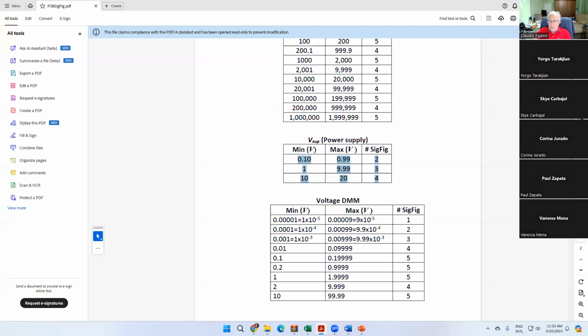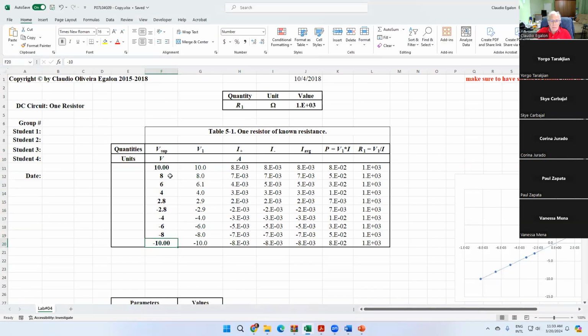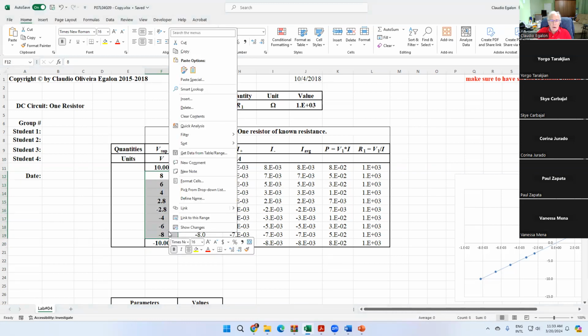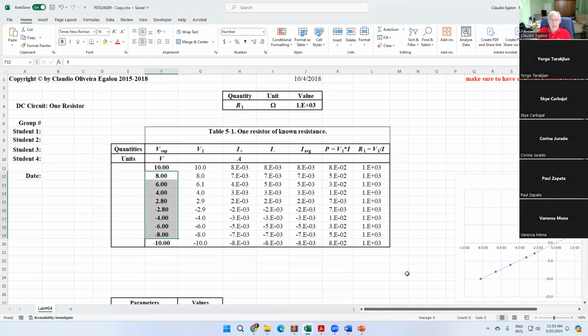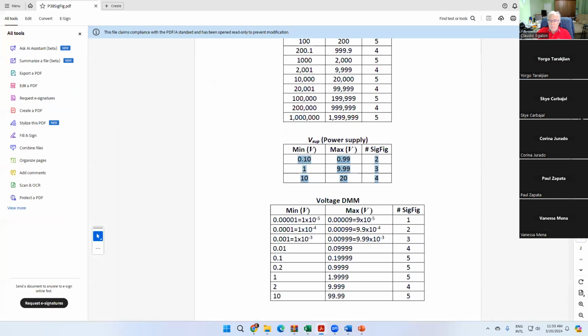Now, what about for the other values? Between 1 and 9.99 is 3, right? They all should be 2 decimal places to result in three significant figures. And then for V1, that you get from the DMM, this table here.